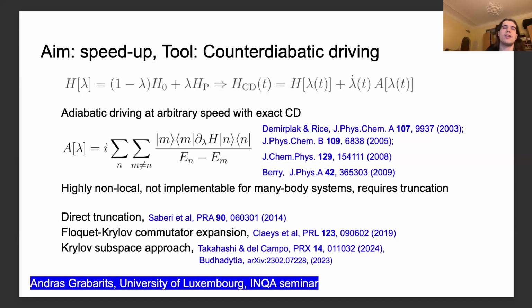The adiabatic gauge potential is by definition given by this, invented and reinvented by Demirplak and Rice, and Michael Berry. However, for many body systems, this adiabatic gauge potential becomes highly non-local and completely hopeless to implement on real quantum hardware. So one needs to approximate it. One needs approximation strategies, which, just to mention the most popular, most feasible ones, can be done by a direct truncation, a Floquet-Krylov nested commutator expansion, or what is many times referred to as variational expansion, or the expansion in Krylov subspace.